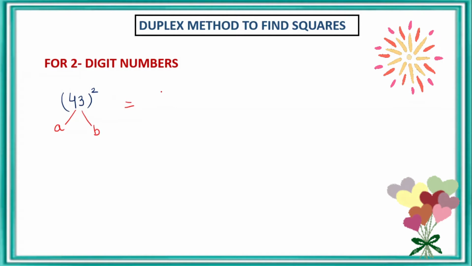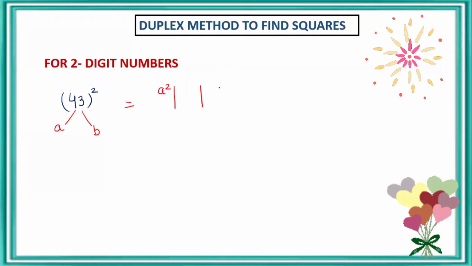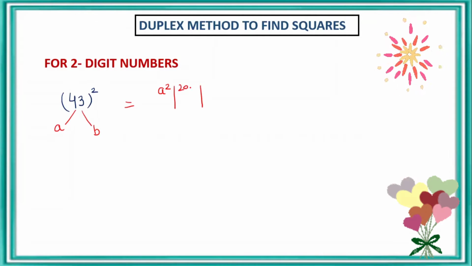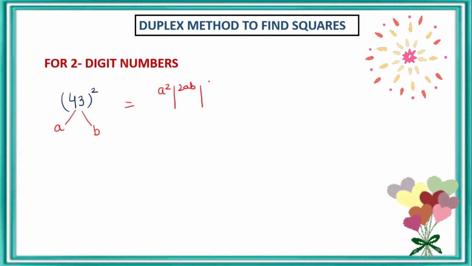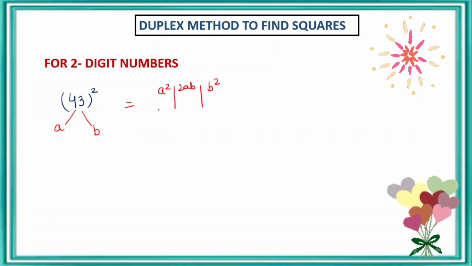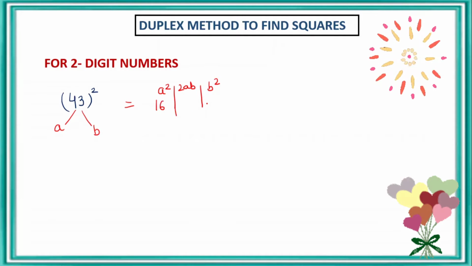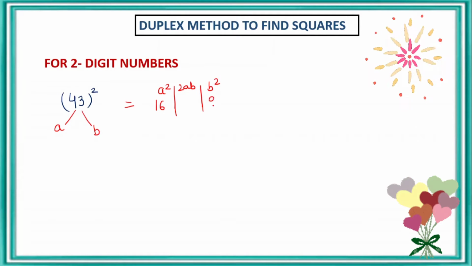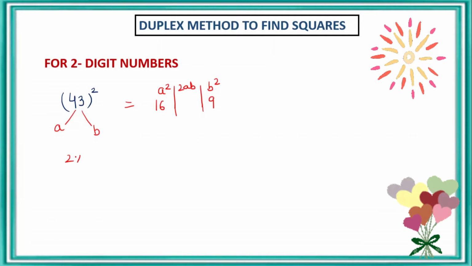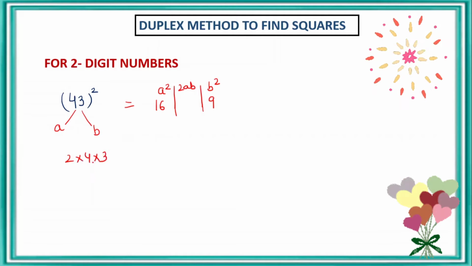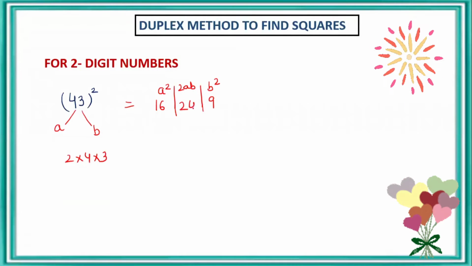Take the square of 4 as A square. In the middle, write 2AB, and the last column you make it for B square. Now A square is 4 square, that is 16. B square is 3 square, that is 9. And 2AB is 2 into 4 into 3. 4 times 3, 12. 12 times 2 is 24.